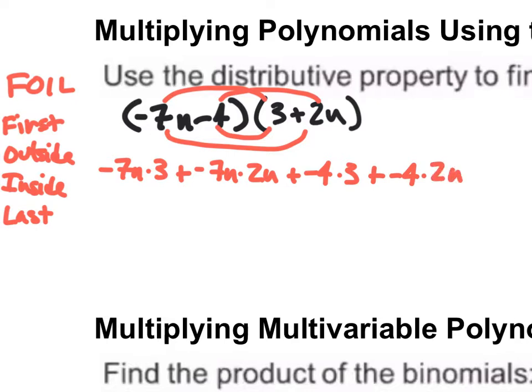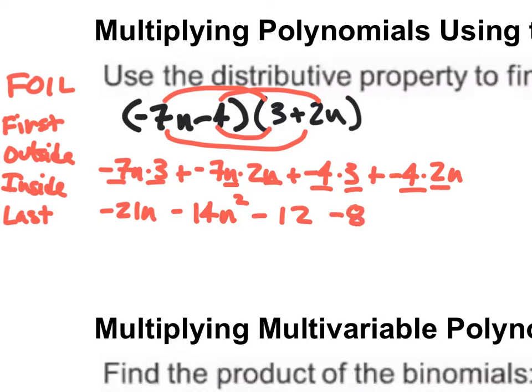Now I'm going to multiply everything. Take negative 7 times 3, multiply your numbers, and this gives me negative 21n. On the next one, negative 7 times 2 gives me negative 14, and n times n gives me n squared. The next one, negative 4 times 3 gives me negative 12, and negative 4 times 2 times n gives me minus 8n.